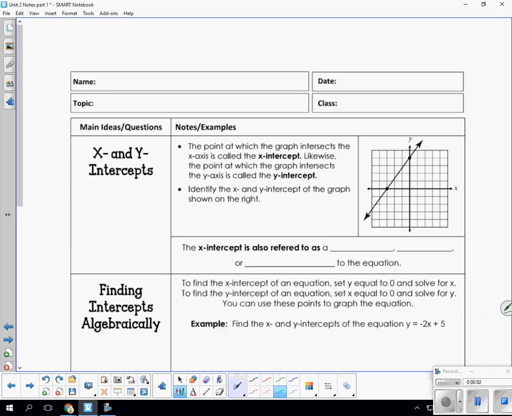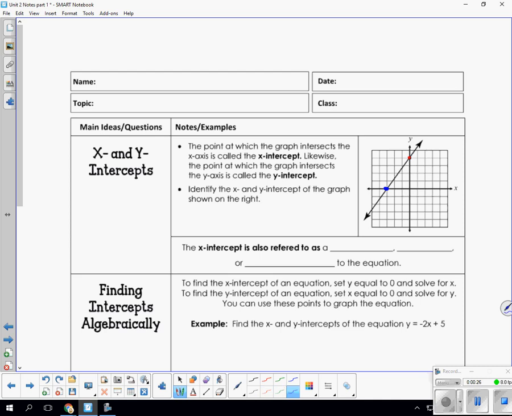So again, Algebra 2, we are talking about x and y intercepts today. A point at which the graph intersects the x-axis is called the x-intercept, and we have an x-intercept right here. Likewise, the point at which the graph intersects the y-axis is called the y-intercept. It wants us to identify the x and y-intercept of the graph shown to the right.